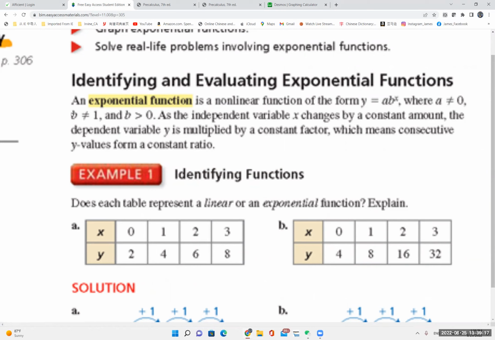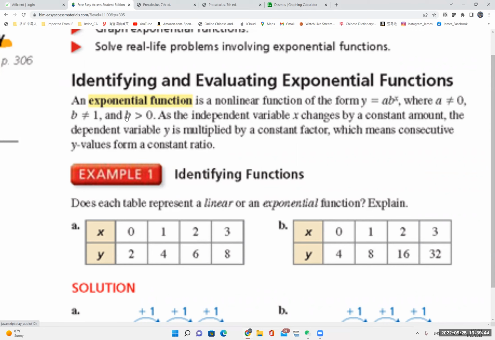Now let's talk about why b cannot be 1. If b equals 1, then 1 to any power always equals 1. So y just equals a. a is a constant, so it's still a horizontal line, right? It's something we already know.